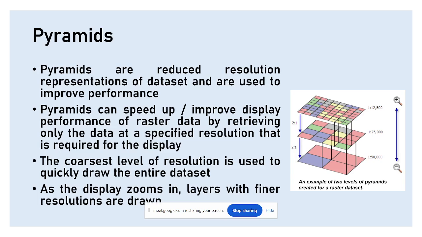As you zoom in, layers with finer resolutions are obtained. For example, here this image shows an example of two levels of pyramids created by a raster dataset. This is in the zoomed out stage, so you will not see much detail here, but as you zoom in, a lot of details can be seen. I'll show you an example using Google Earth. Just give me a sec.